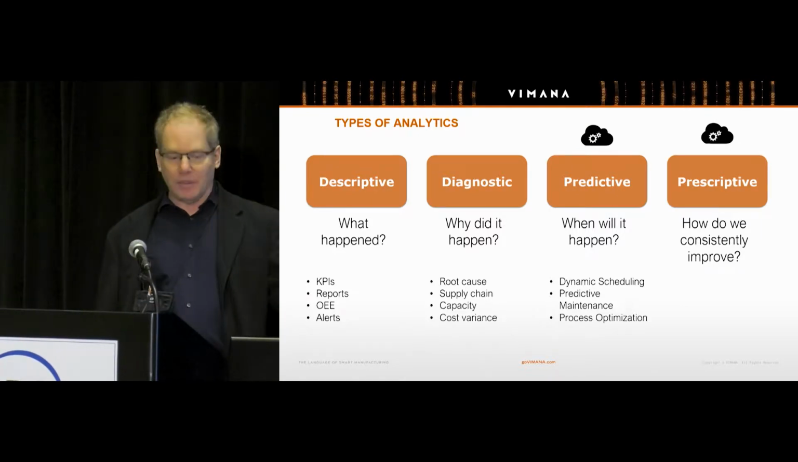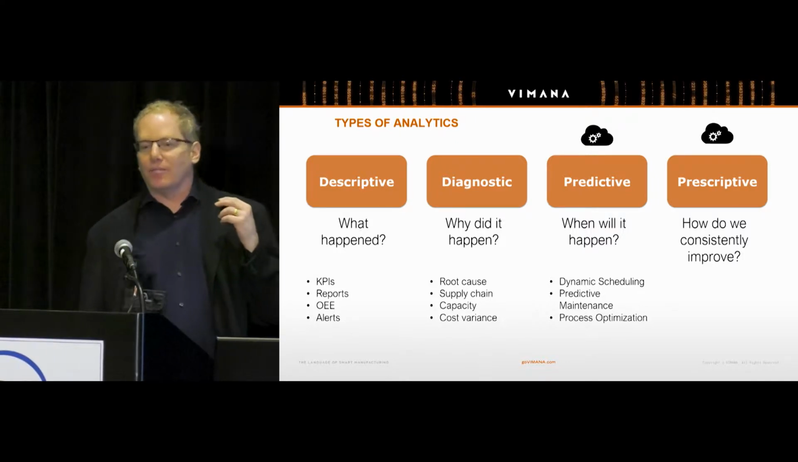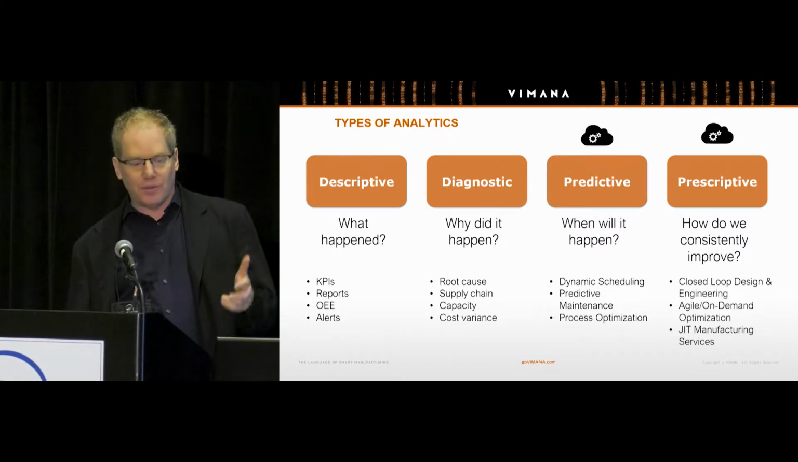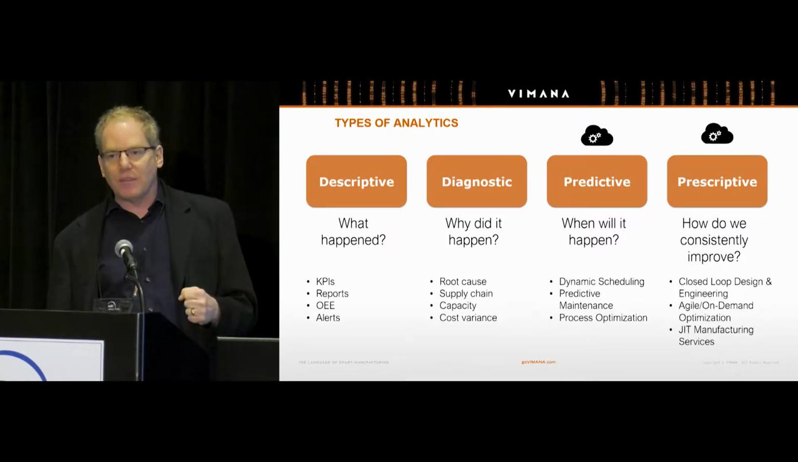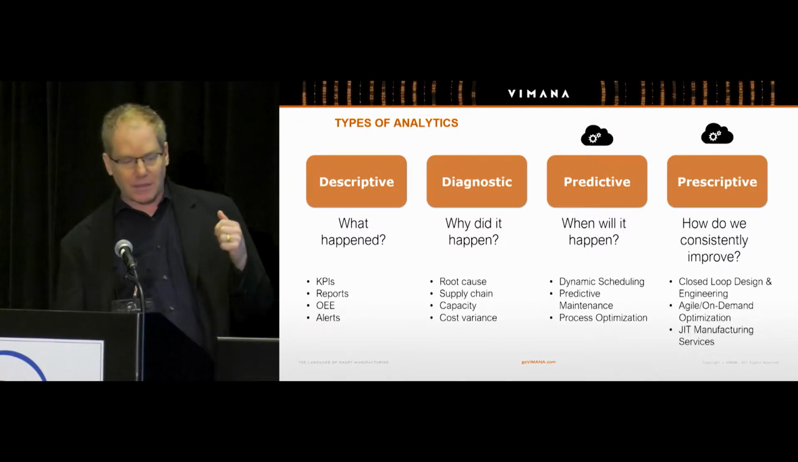Those are predictive. You need to have deeper, richer analytics. You need to start doing cloud. You need to start having on-demand compute resources. And if you want to go to the next level, which is basically prescriptive, which is how can I avoid problems in the future? How can I consistently improve my processes?